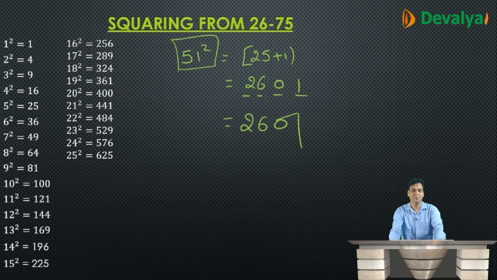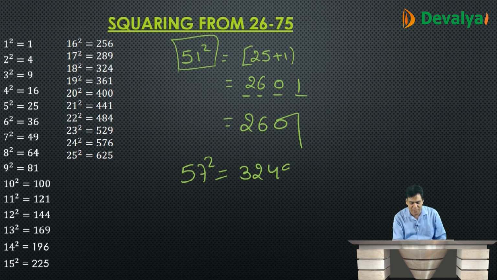It's simple. So now calculate 57 square. What would be the 57 square? 57 square would be 25 plus 7, which is 32, and the square of 7 is 49. It's simple. So how does my mind work?